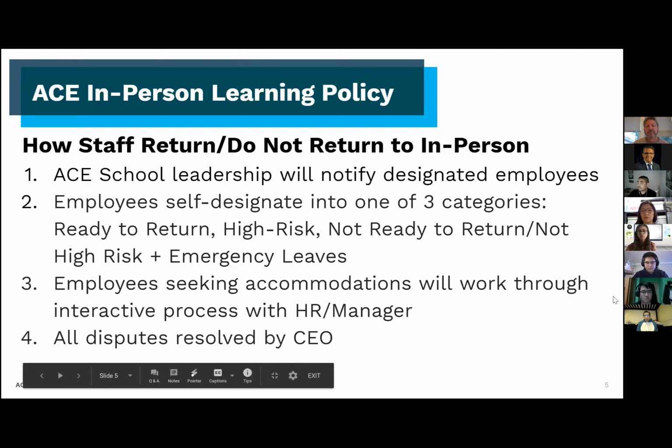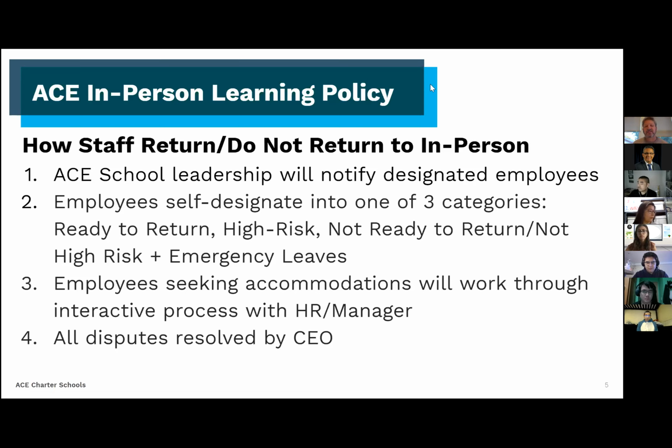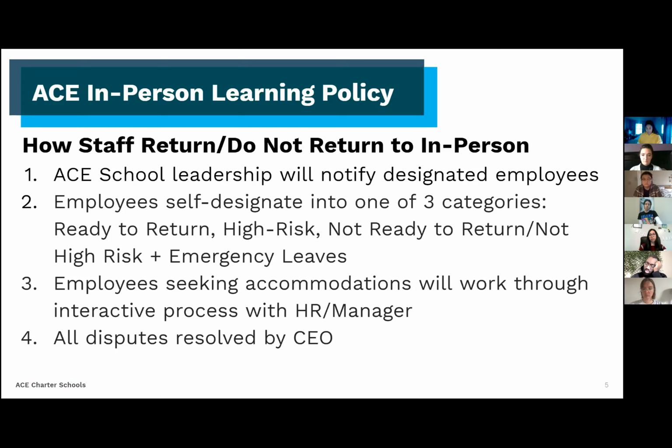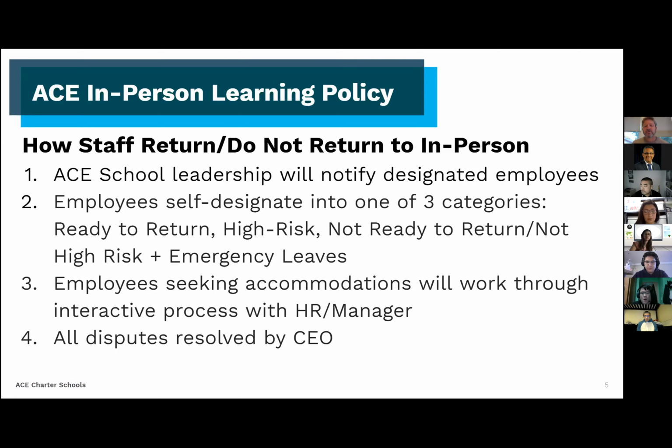So once that designation has happened from the school leadership, employees have an opportunity to self-designate into: yes, I'm ready to return, or no, I qualify for the high risk designation, or I'm not ready to return, but I don't qualify for an official high risk designation. And so that would be shared with HR, and then all the employees who are seeking accommodations will work through this iterative, interactive process with both HR, which is led by Rosie, and your manager at the school. And again, at the end of the day, if the employee who's been asked to come for in-person is not satisfied or concerned with the process that's happening with HR and their manager, then that would be a dispute that I would need to resolve. Okay? Next slide, please.